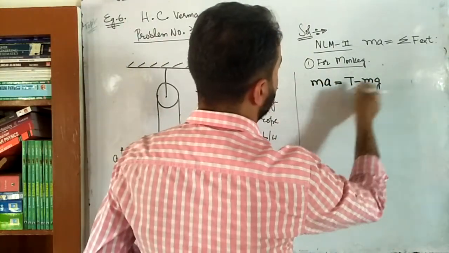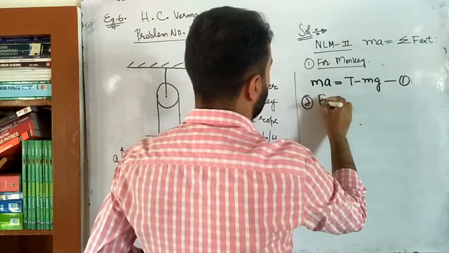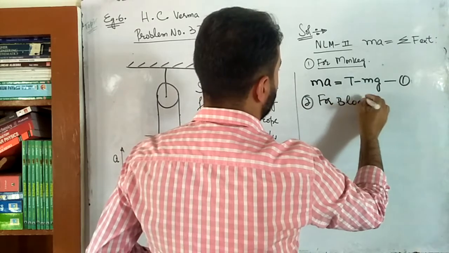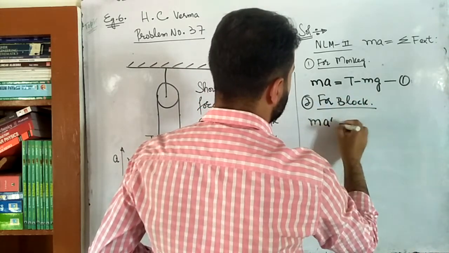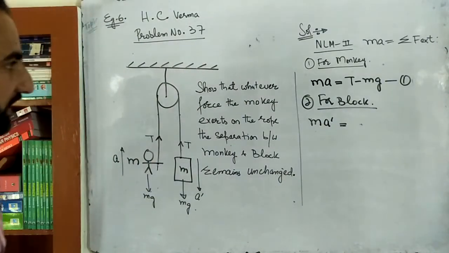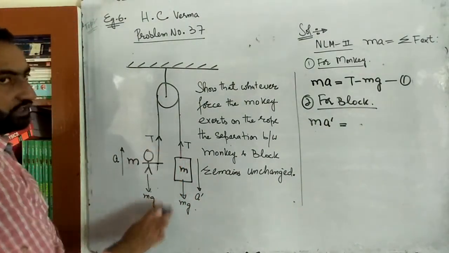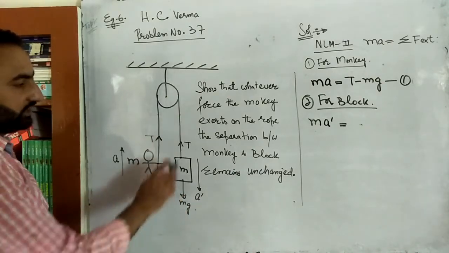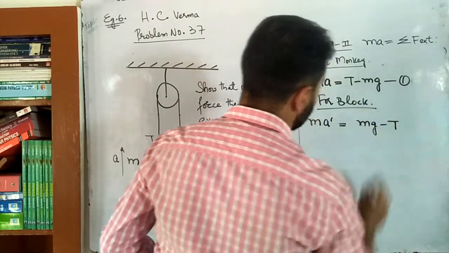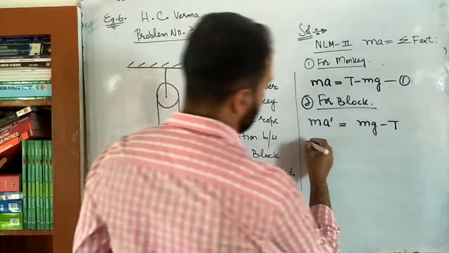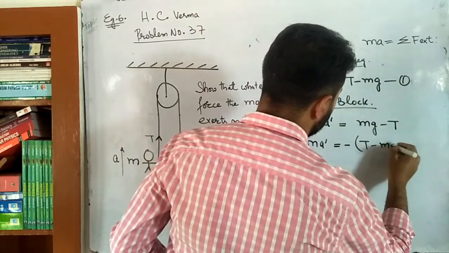This equation, keep it aside, this equation first. Number second, for the block. Let's apply it for the block. Now for the block, its mass is m, and assume its acceleration is a dash, so m a dash. So m a dash is equal to, I will take this positive and this negative, because this mg is in the direction of a dash. T is opposite to it, so mg minus T. Okay, so I will write like this: m a dash is equal to mg minus T.